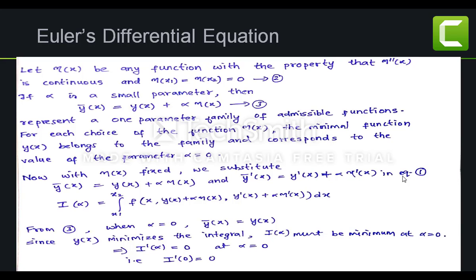Now from 3 we have when alpha equal to 0, y bar is the same as y of x. Now we have already assumed that y of x minimizes the integral. So we know that at a maximum or minimum value, its first derivative must vanish at that point. That is I dash of alpha equal to 0 at alpha equal to 0. That is I dash of 0 is 0.